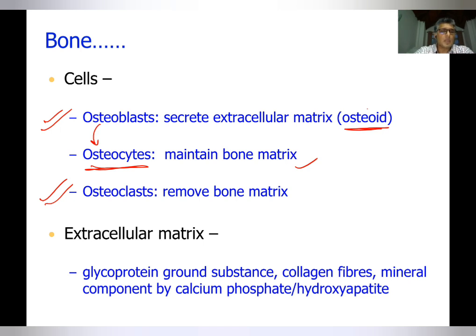Then the extracellular material in bone has a lot of substances. There are fibers, mainly collagen fibers, to give the strength, because bones are not like cartilage, they don't bend too much. So elastic fibers are not going to do much in bones, it's mainly collagen fibers. Then you have glycoprotein there. The main thing I wanted to highlight here is that calcium is found there as calcium phosphate or hydroxyapatite. So it's not only calcium ions, phosphate ions are also there as a result.